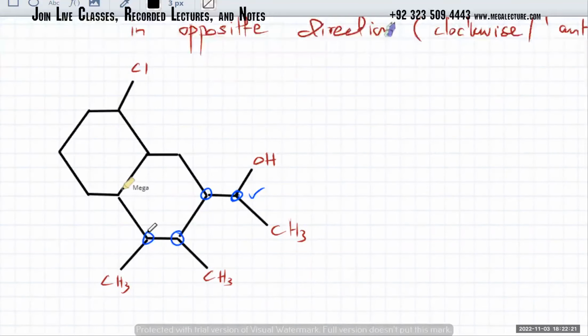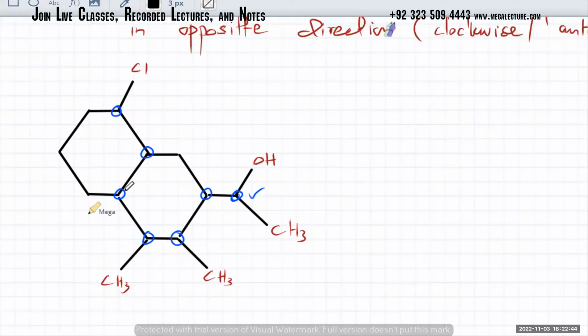Now let's count them. This one will also be chiral, right? This one is not chiral because it's got two H's, right? This one is chiral. This one is also chiral. These are not chiral because two H's, two H's, two H's. So anything that has two H's is not chiral, so 3, 4, 7. There's going to be 7 chirals.